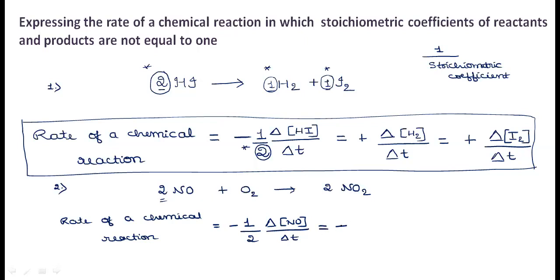reactant. As it is a reactant, negative sign, so 1 by 1 indicates it is 1, and no need to mention, directly you can write change in concentration of oxygen with respect to time taken. As it is a product, it should be plus sign, and the stoichiometric value is 2, hence it is 1 by 2 delta concentration of NO2 divided by delta T.